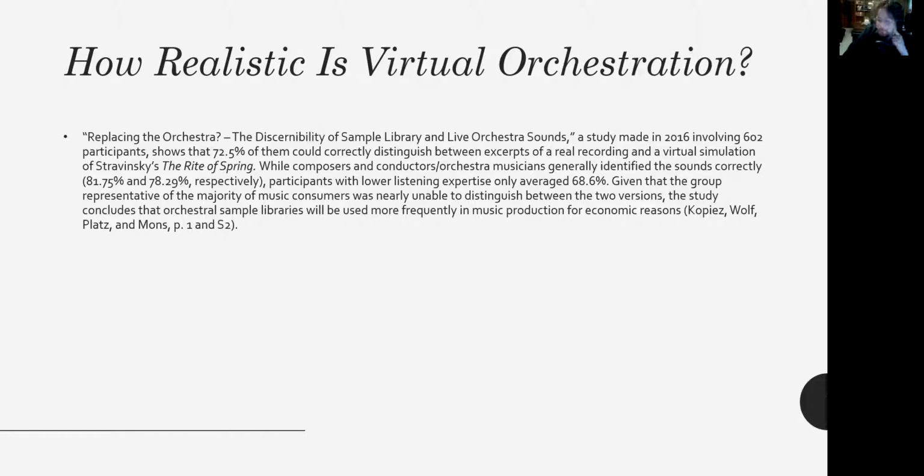I digress. The study concludes that orchestral samples will be used more frequently in music productions for economic reasons because the group representative of the majority of music consumers was nearly unable to distinguish between the two versions. While this may seem like a harsh conclusion, the study bases this on the Turing test, in which a score of 70% or higher is needed for a convincing simulated performance.